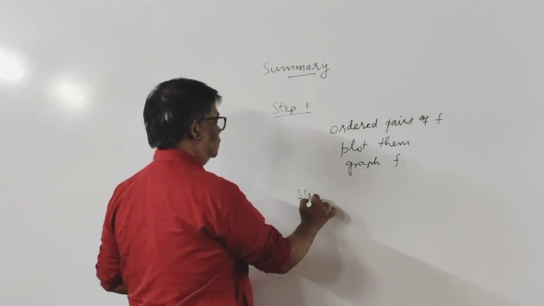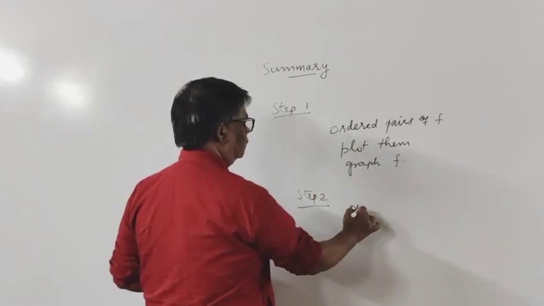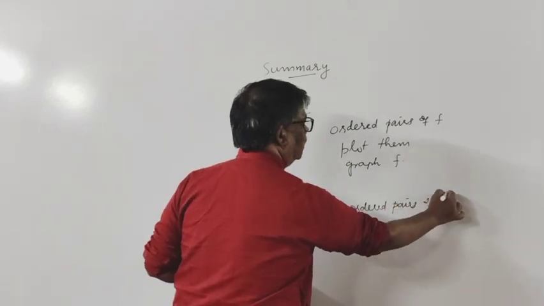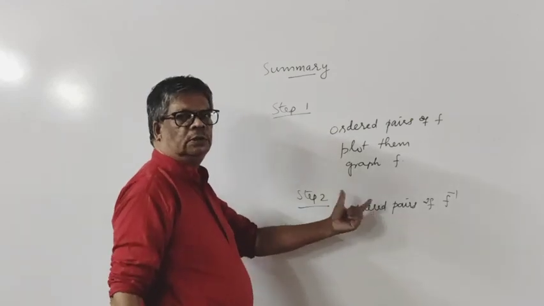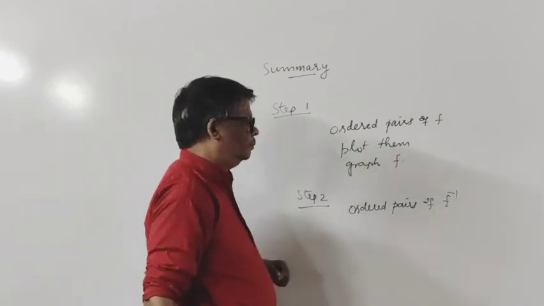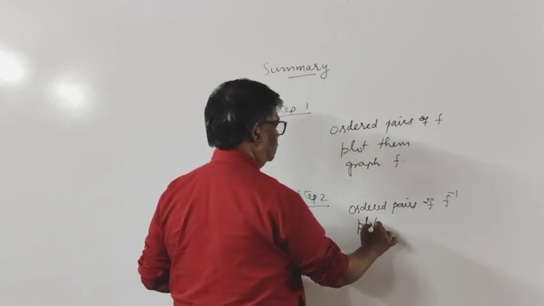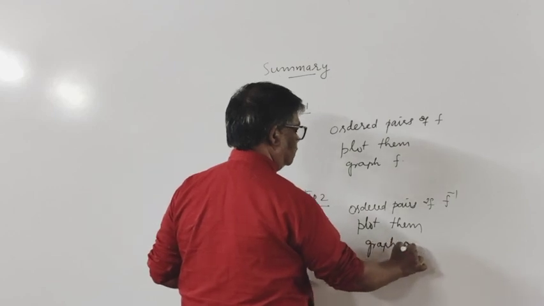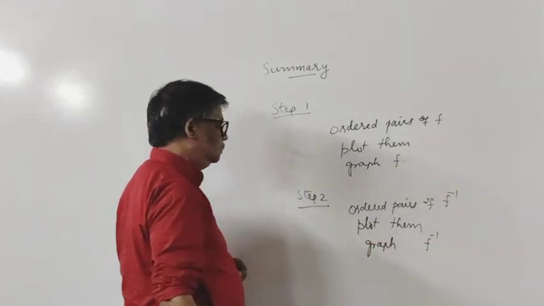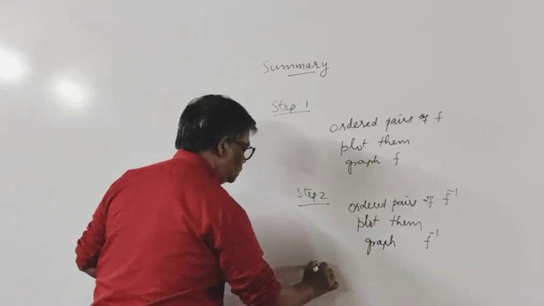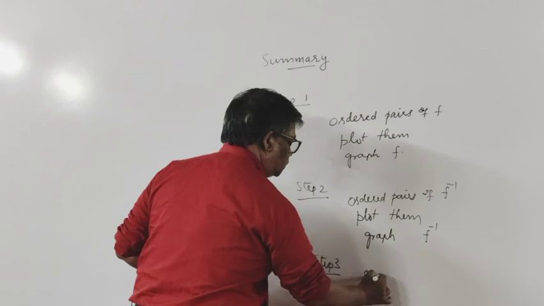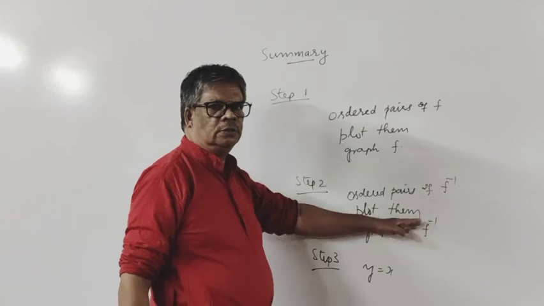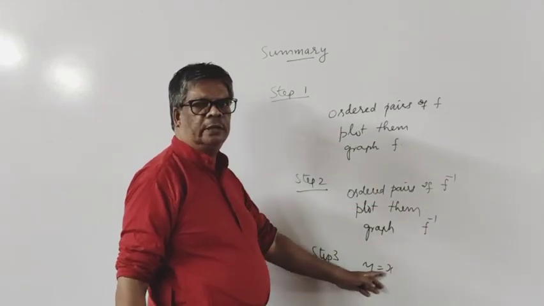In step 2, we find the ordered pairs of f inverse, which is obtained by reversing the order of the elements of the ordered pairs of f. Plot them, join them to get the graph of f inverse. In step 3, we draw the line y is equal to x and examine that f and f inverse are mirror images of each other with respect to this line y is equal to x.